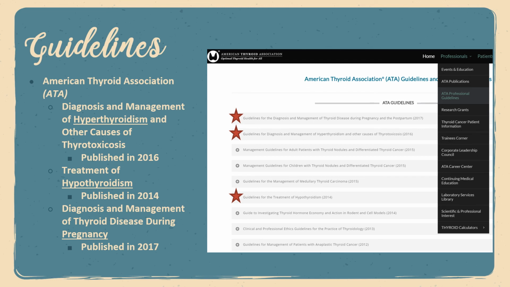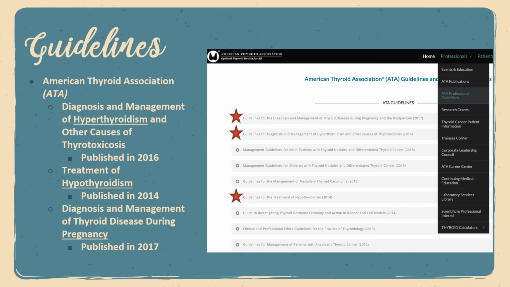The first one is about hyperthyroidism, and it was published in 2016. The second one is hypothyroidism, published in 2014. And then the third one is about thyroid disease and pregnancy, published in 2017. These are all pretty recently updated, and they are pretty well vetted. ATA is one of the major organizations for thyroid disorders.